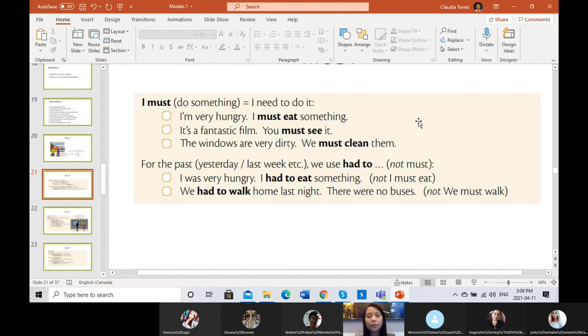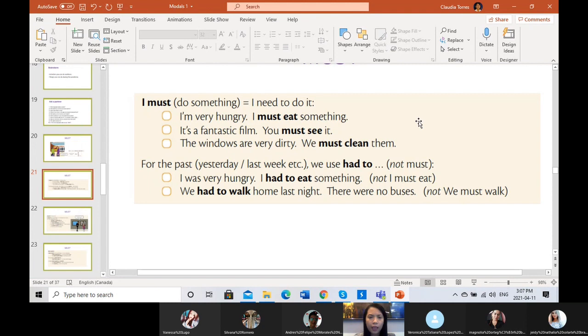And then we have, I am very hungry. I must eat something. Why? Because if you don't eat something, you're gonna get sick, right? Something bad would happen to you if you don't eat. Okay? So that's the main use for the modal verb must. Okay? So to do something that you need to do, something very important.